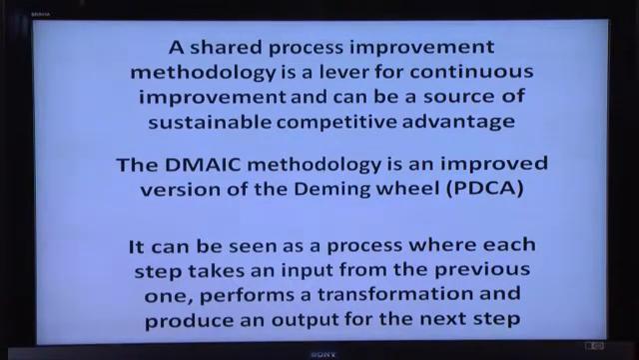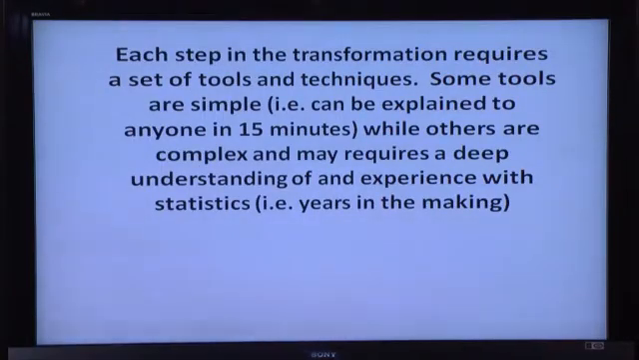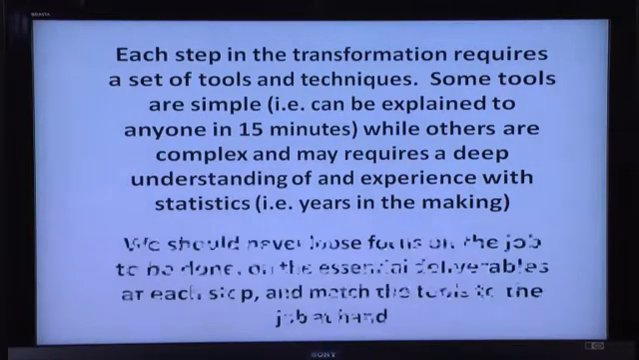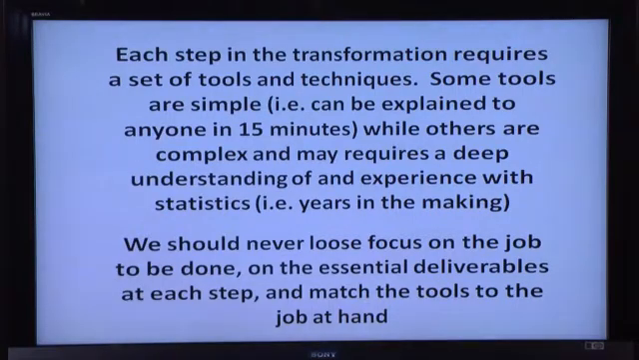It can be seen as a process. That's DMAIC can be seen as a process where each step takes an input from the previous one, performs a transformation, and produces an output for the next step. Each step in the transformation requires a set of tools and techniques. Some are simple, while others are complex and may require a deep understanding of and experience with statistics. And that's years, of course. But you can go a long way with the simple tools. We should never lose focus on the job to be done, on the essential deliverables at each step, and match the tools to the job at hand.